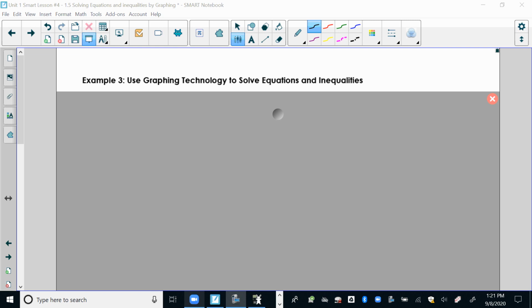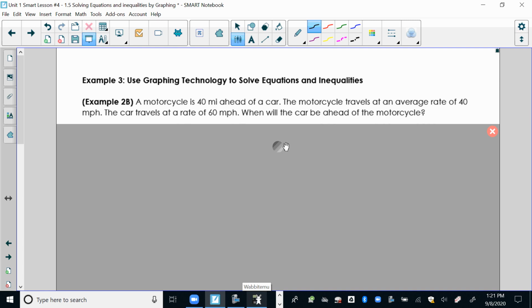Example 3. Use graphing technology to solve equations and inequalities. Example 1. A motorcycle is 40 miles ahead of a car. The motorcycle travels at an average rate of 40 miles per hour. The car travels at a rate of 60 miles per hour. When will the car be ahead of the motorcycle?